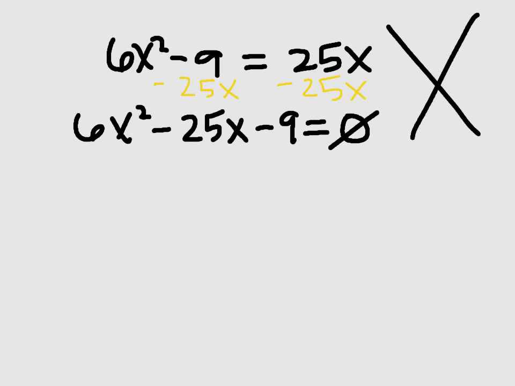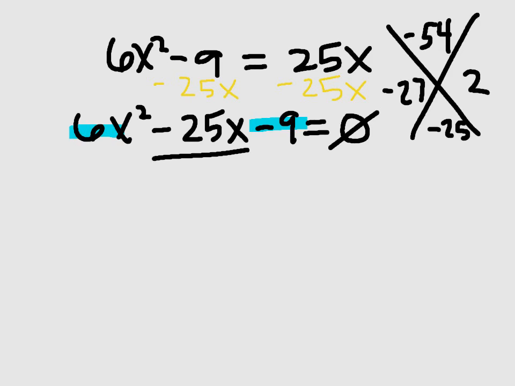So we'll draw our little x to help us find our factors. And we're finding two factors of negative 54 because 6 times negative 9 is negative 54, that add to equal negative 25. These factors are negative 27 and 2. So we'll group our terms.